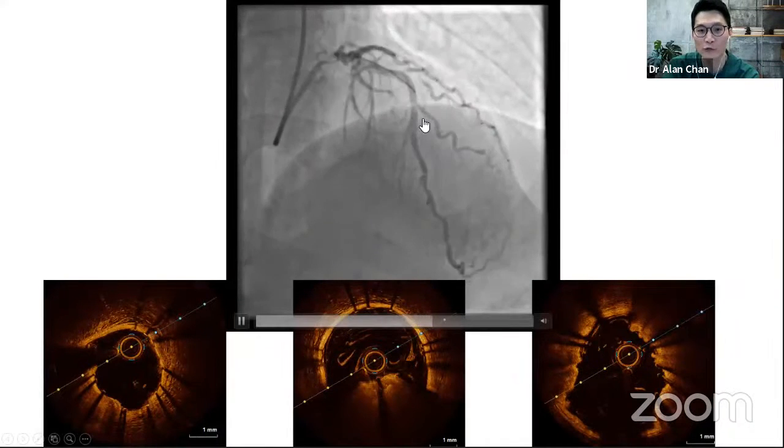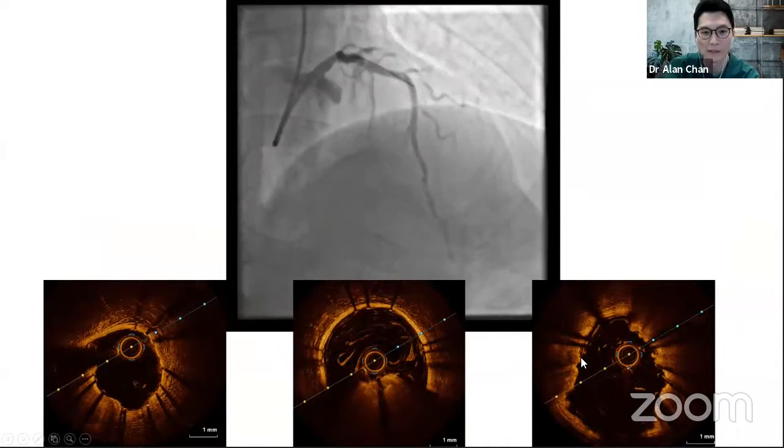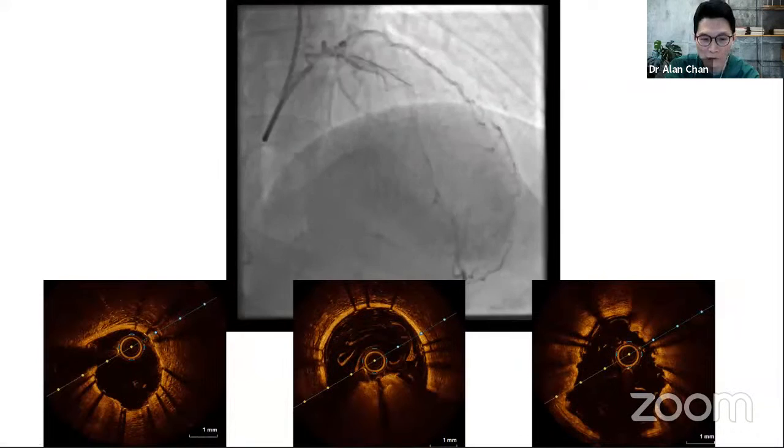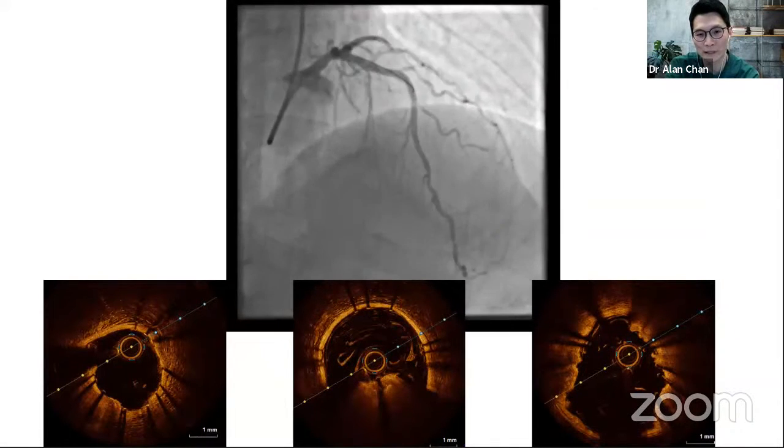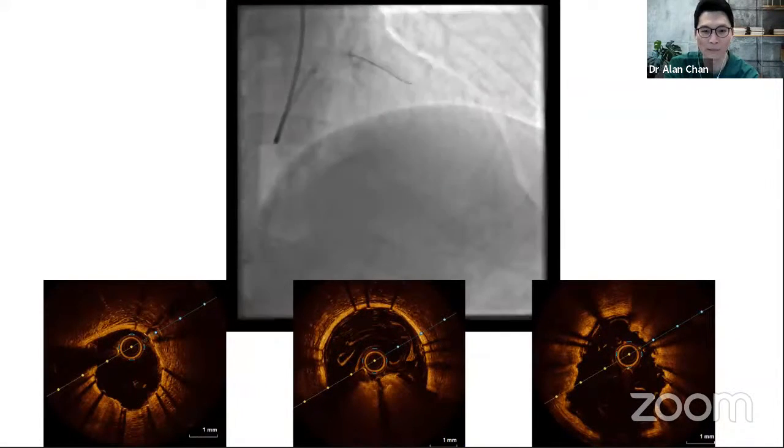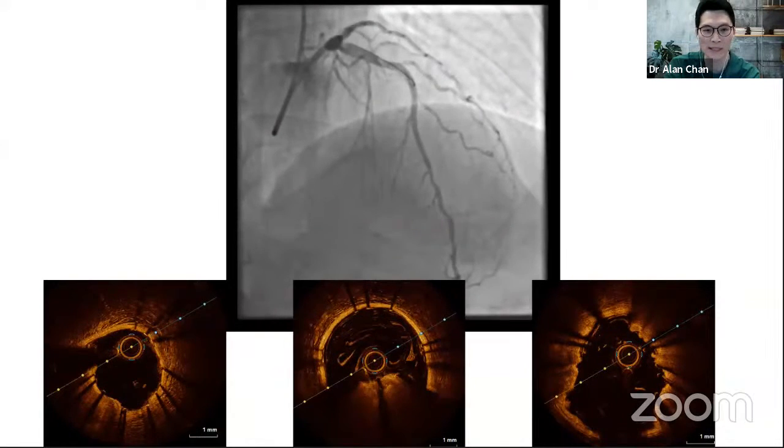And this is the final angiogram as well as OCT result. So this is how we incorporate the OCT in order to facilitate or to guide our complex calcified lesions PCI.